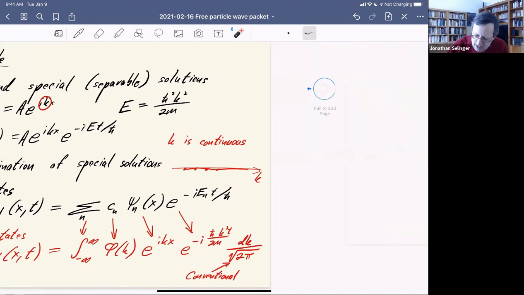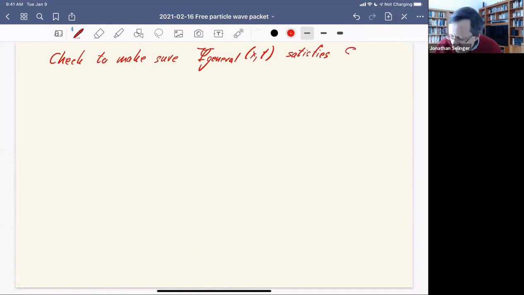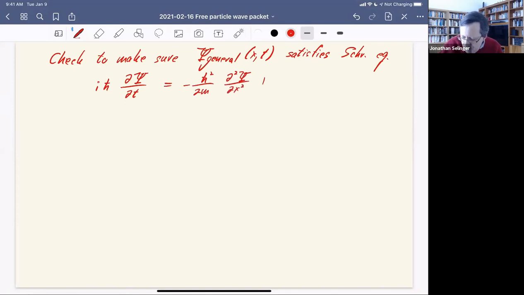Okay, so let's check to make sure that this psi general of x and t satisfies our original Schrodinger equation. So the Schrodinger equation is i h bar d psi dt is equal to minus h bar squared over 2m, a second derivative with respect to x, plus V of x times psi of x, t. And here, for this free particle, there's no potential energy. So that term goes away.